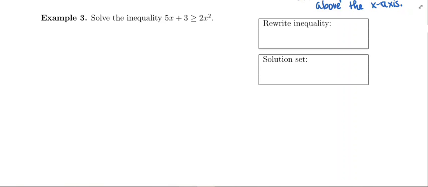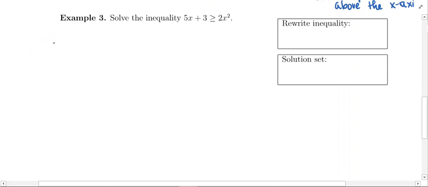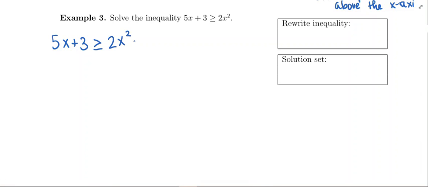We are going to start by rewriting the inequality. There is nothing to multiply out here, but we do need to move everything to one side so that one side is 0. We're starting with 5x plus 3 is greater than or equal to 2x squared. Remember what I told you: it is in your best interest to move everything over so that the x squared piece stays positive. Here's the x squared piece. It's got a positive 2, and we'd like to keep it positive. So I'm going to move the 5x and the 3 to the right side. 5x is positive, so I'm going to have to subtract it.